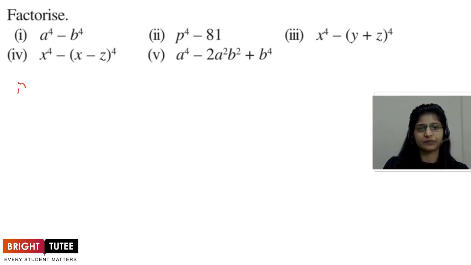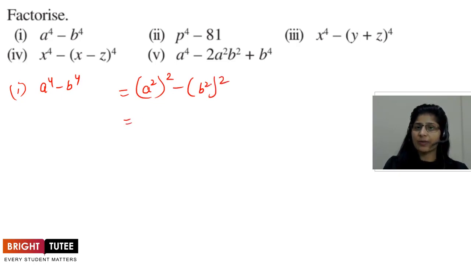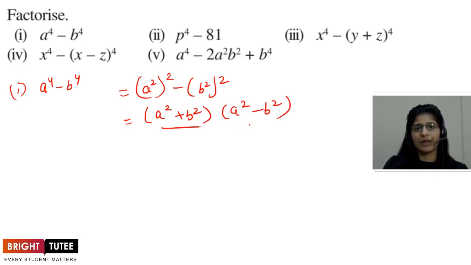The first one, that is a to the power 4 minus b to the power 4, can be written as a square whole square minus b square whole square. So it is a square minus b square that gives us a plus b and a minus b. A plus b, a minus b, where a is a square actually.